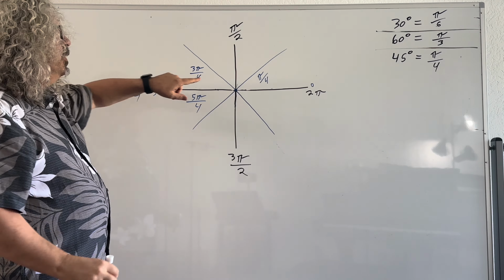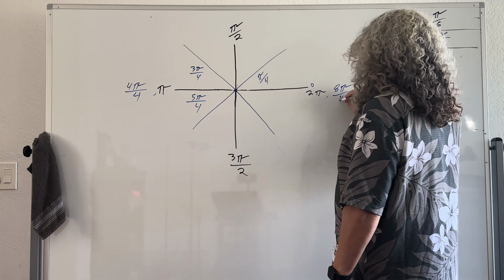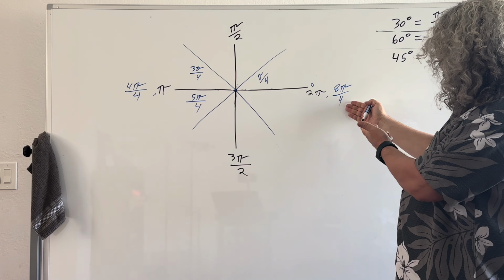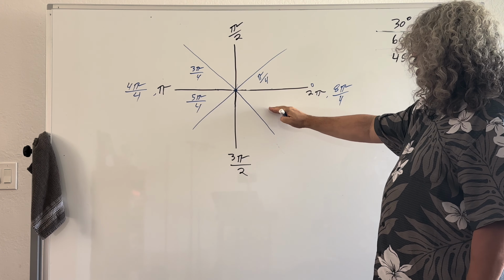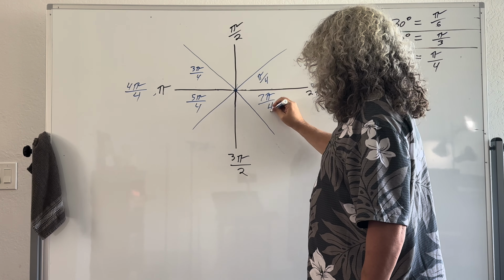And then if I go over here, this is going to become an 8 pi over 4. Why? Because 8 divided by 4 is 2. I'm just writing it with a 4 on the bottom. And I'm going to take 1 away. And so if I take 1 away, that's going to become 7 pi over 4.